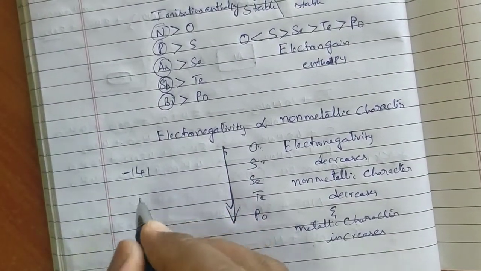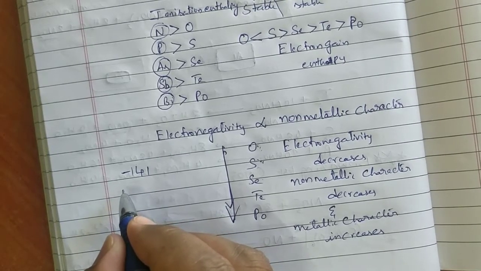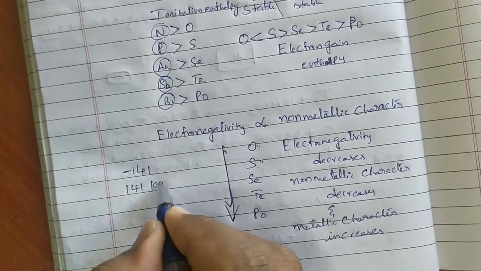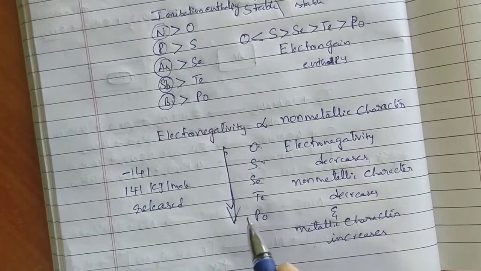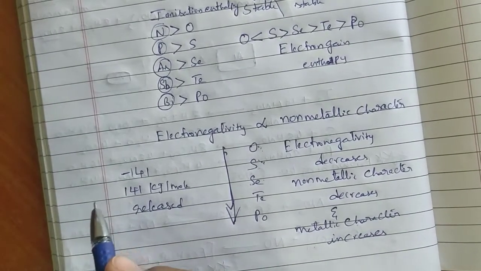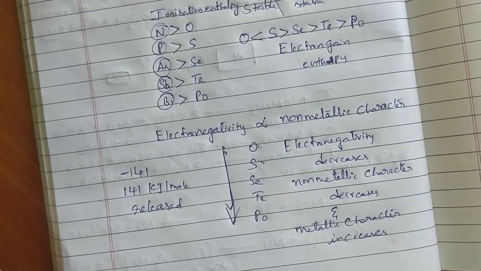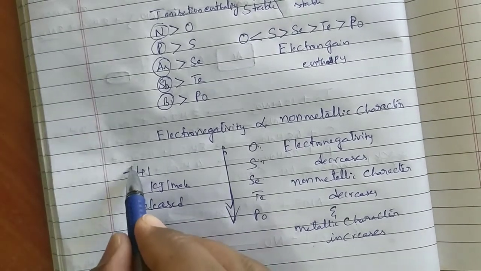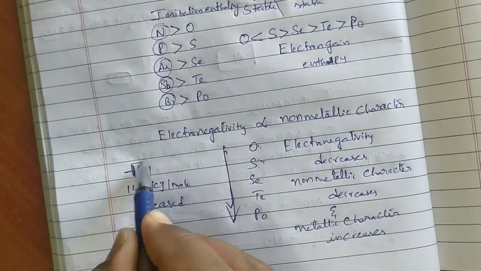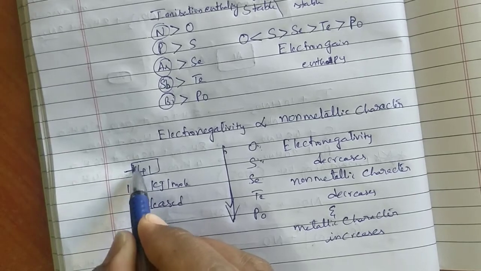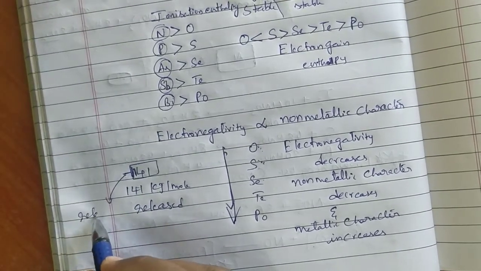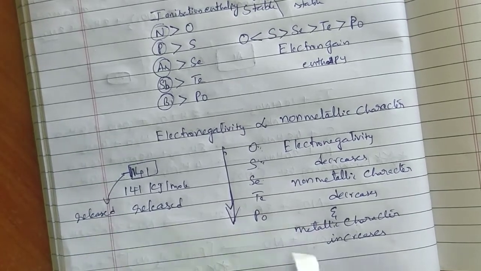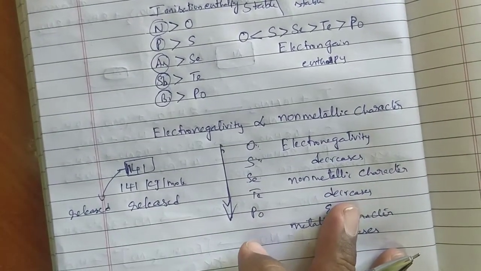Minus 141 is showing that 141 kilojoules per mole of energy is released. Don't think that minus 141 is a negative value. It is not a negative value. It is 141 kilojoules of energy only. The negative sign is representing released. Is it okay, ma?